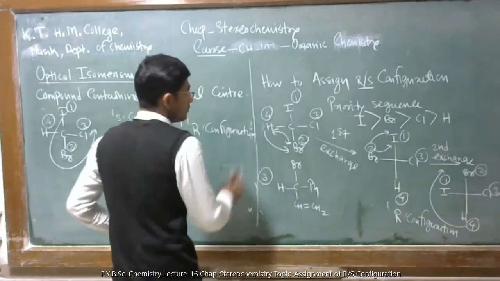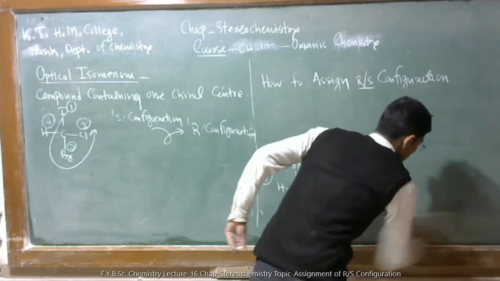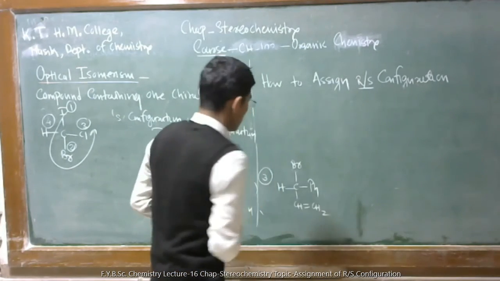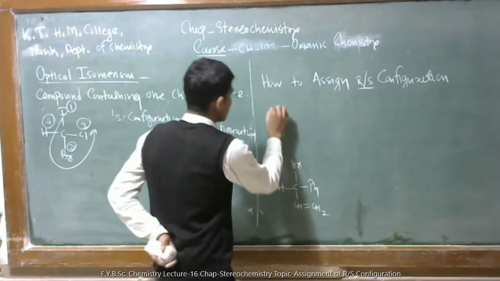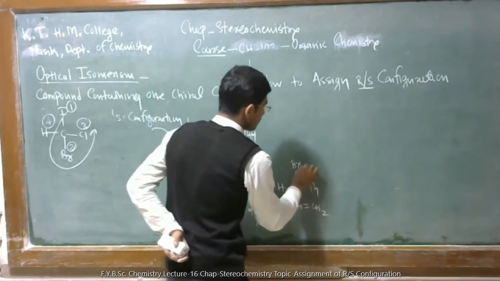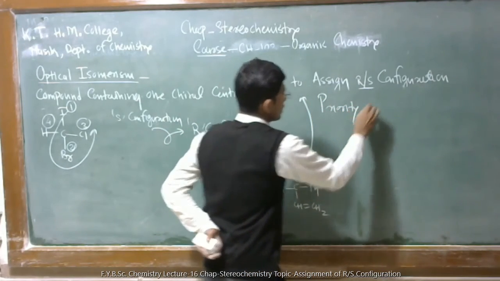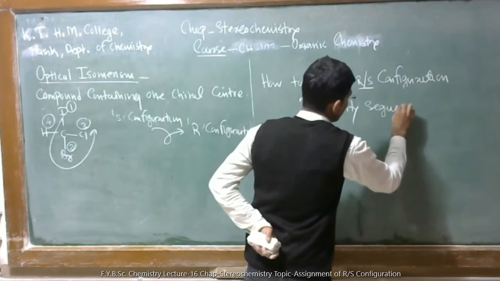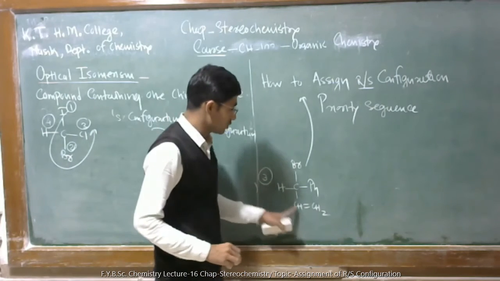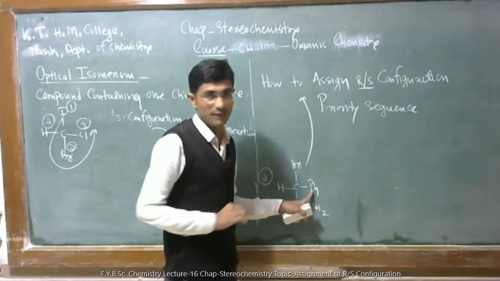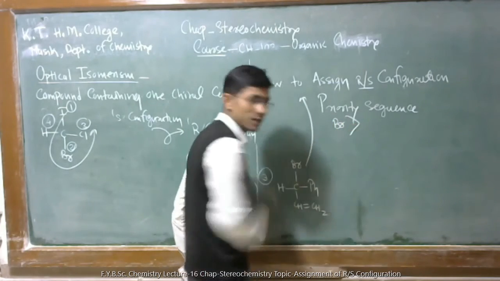Next example, that is problem number 3 we consider here. In problem number 3, firstly we have to decide a priority sequence. So carbon is attached to bromine, hydrogen, carbon, and phenyl, meaning benzene. So in the priority sequence here, bromine gets the first priority obviously.